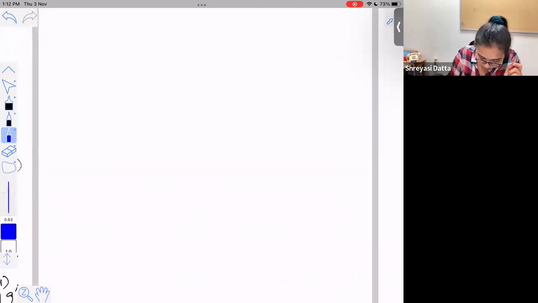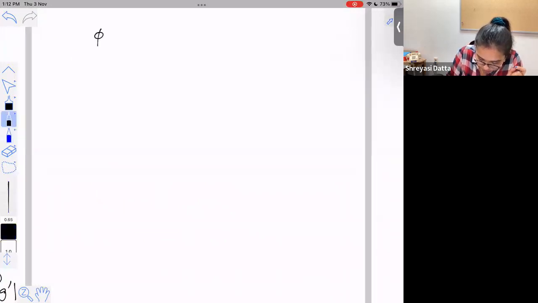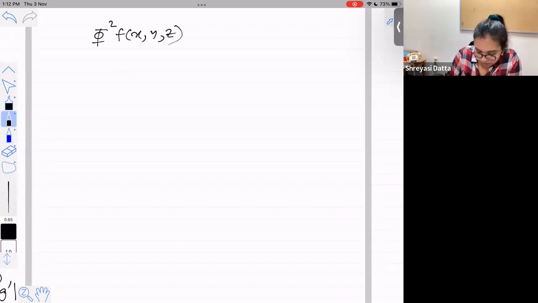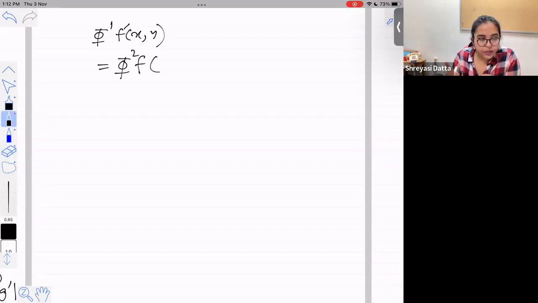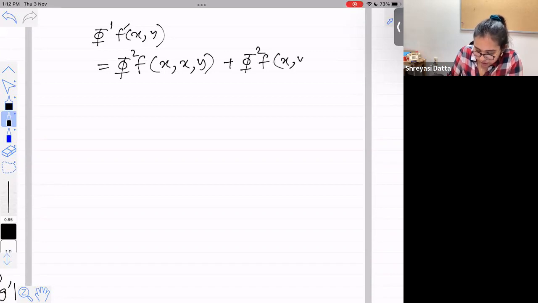If you do phi 2 of f at x y z, then instead of this being phi 2 of f, it's actually phi 2 of f evaluated at two points, and there's a sum. So it's going to be phi 2 of f at x y plus phi 2 of f at x y y, and that is the whole problem, because now you are taking the infimum.